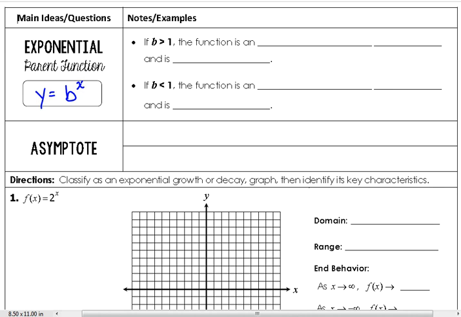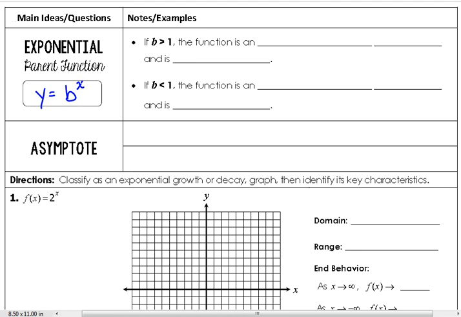Now, it's good that we use a b because that stands for the base. All right, and the exponent always has an x in it. That's what sets this apart from a polynomial. Polynomials have exponents too, but the exponents on a polynomial are always numbers. In an exponential function, your exponent is a variable.